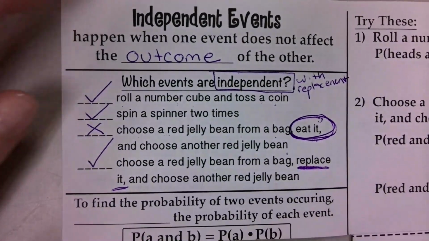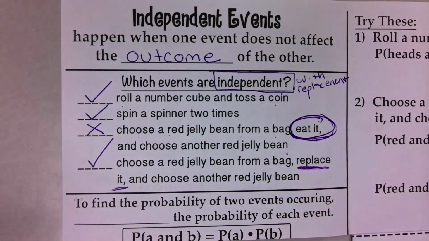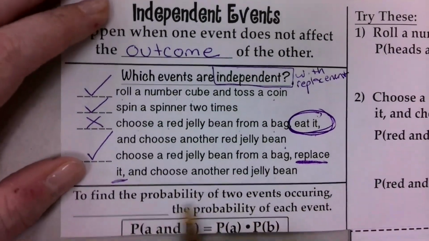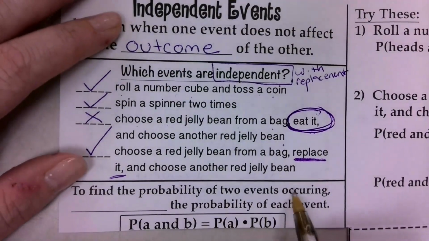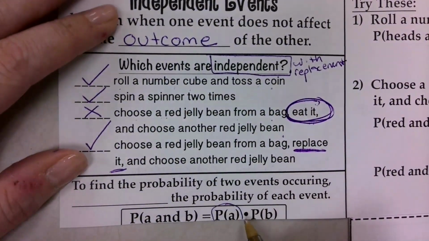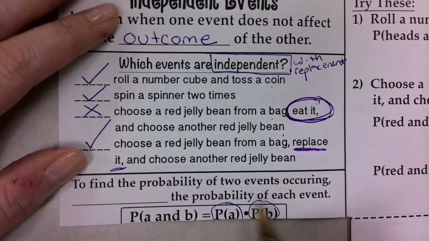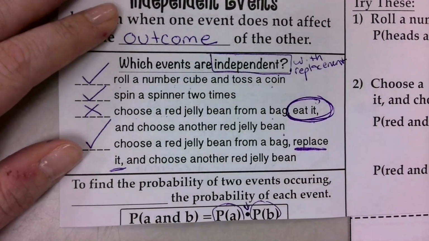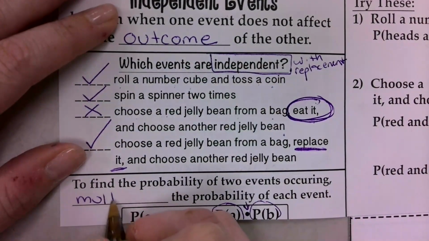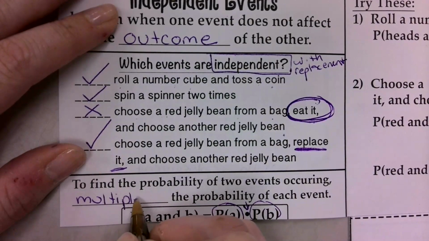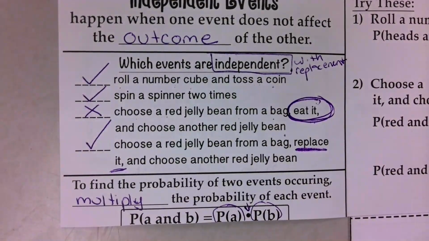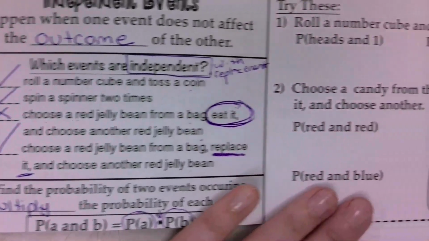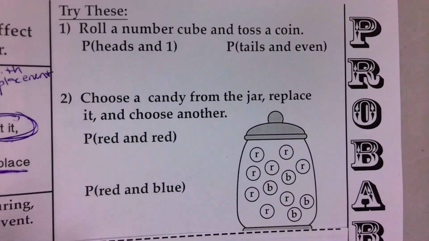In order to find the probability of an independent or even a dependent event, we're going to find the probability of both events occurring individually, so like the probability of A and the probability of B, and then we're going to multiply them together. So we're going to multiply the two probabilities. Now let's investigate how this is going to work. Slide over to the right with me, and we're going to do a couple of examples.